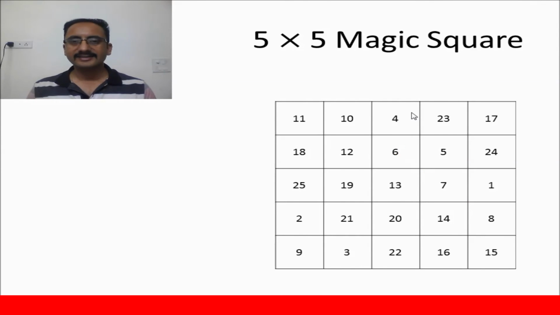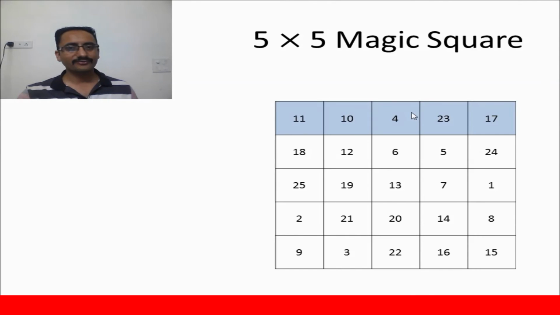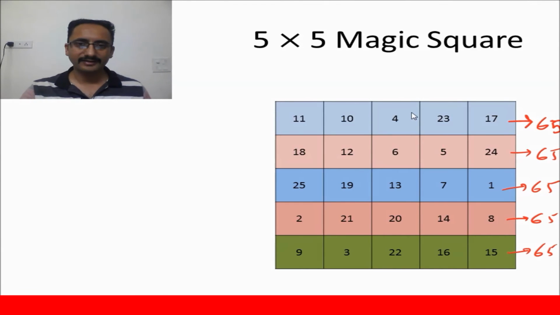Yes, this is the 5 by 5 magic square which you people should get. Again pause and verify. Now let's see the sum of elements of the first row. The sum is 11 plus 10 is 21, plus 4 is 25, plus 23, which is 48, plus 17, which is 65. Second row, third row, you will find that the sum is the same, which is 65, and the same is true for columns and diagonals as well.